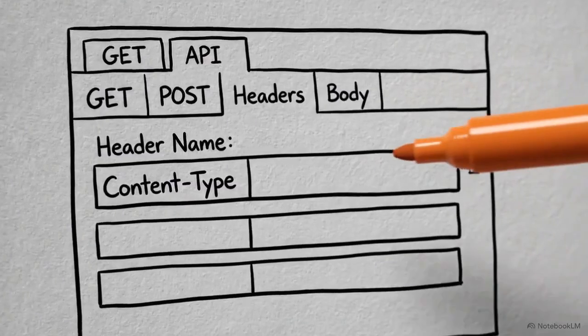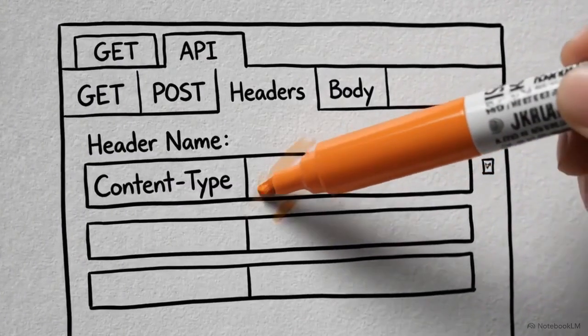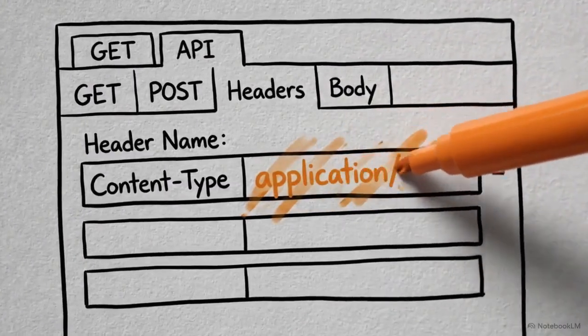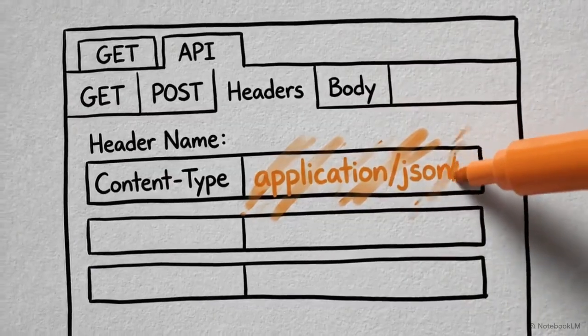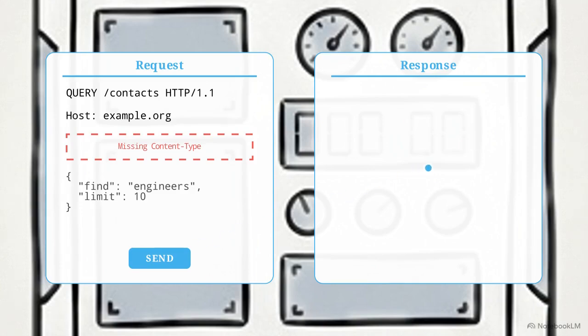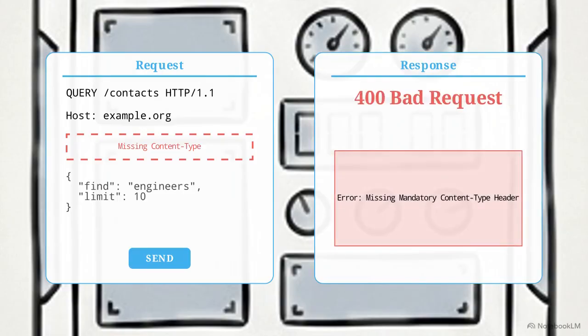Implementing QUERY introduces strict new rules for content negotiation. This ensures backend servers process complex inputs without dangerous guesswork. The specification enforces a mandatory Content-Type header. If a QUERY request is missing this header, or if the type contradicts the actual body content, servers must instantly reject it with a 400 Bad Request. Content sniffing is entirely eliminated.